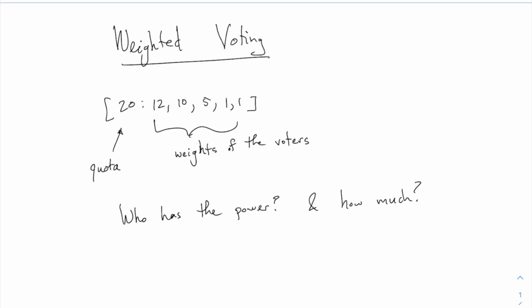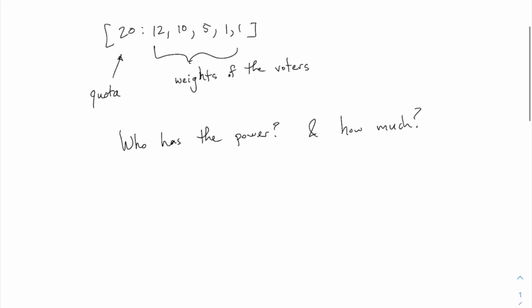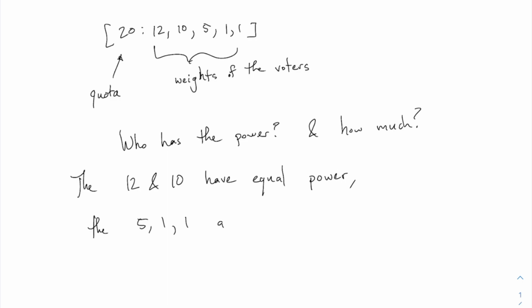In this particular example, we talked about this a little bit. In this example, we decided that the 12 and the 10 have equal power, and the 5, 1, and 1 each have no power, even though those numbers aren't 0. But in order to do anything in this system, you got to get to 20, right?